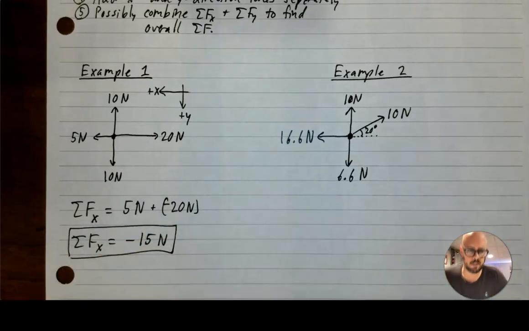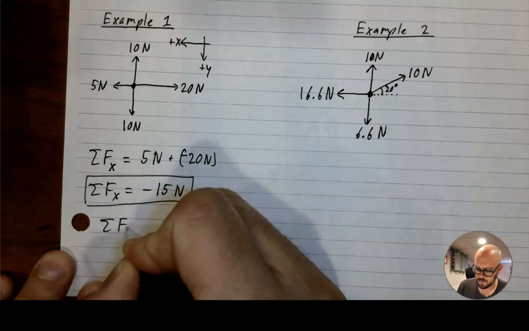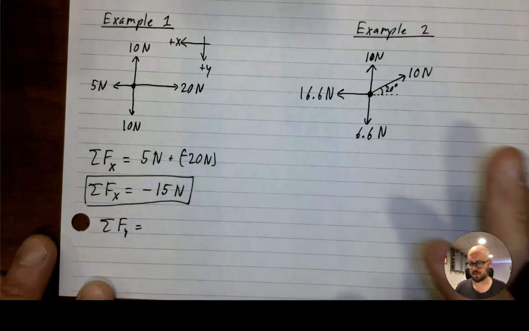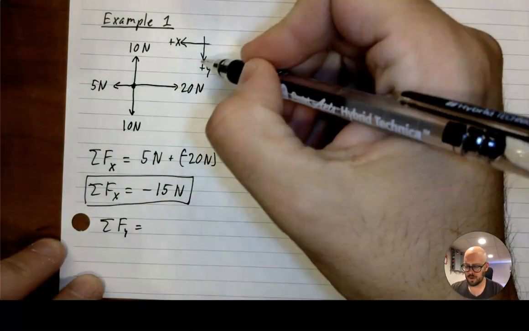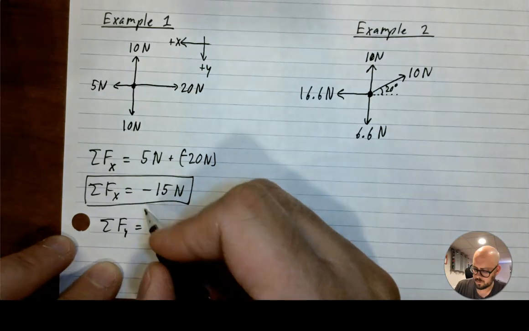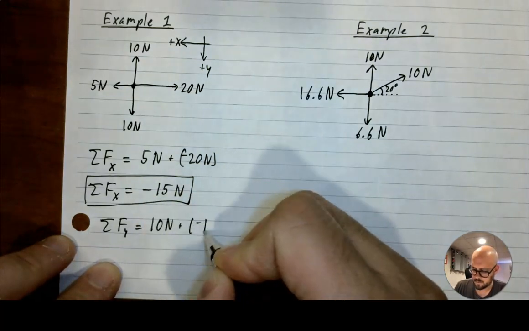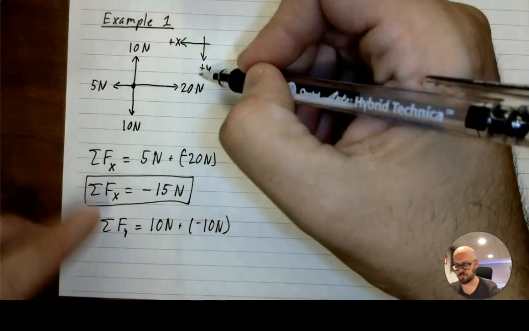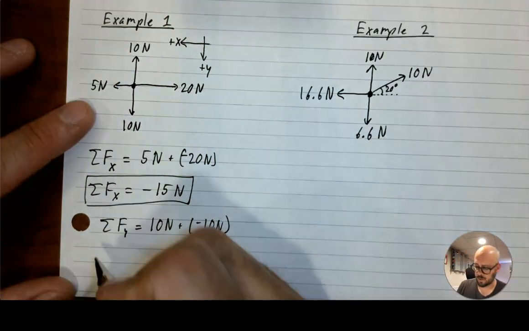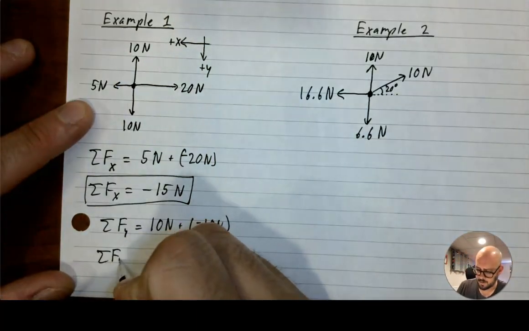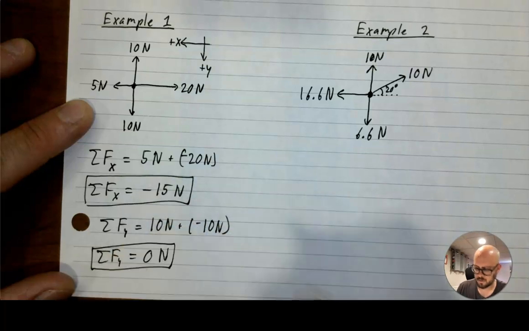Excellent. And then I do the same thing for the y direction. The sum of forces in the y direction. And this time it really doesn't matter that much. They're both 10 newtons. The positive y direction is down, so 10 newtons plus negative 10 newtons. So if down was positive, up is negative, and so when I add these, I get a net force in the y direction of 0 newtons.